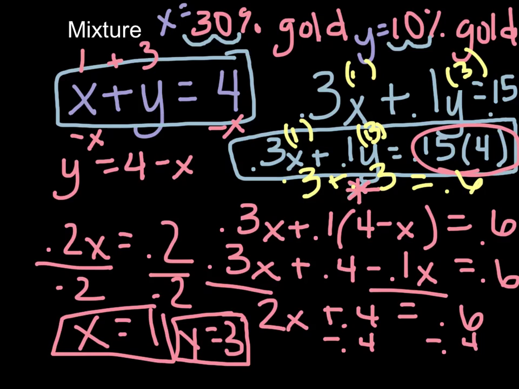So remember that the question was how much of each alloy should the jeweler combine to create 4 kilograms of an alloy containing 15% gold. Well, remember, x was 1 and y was 3, and you were working in kilograms. So you would need 1 kilogram of the first alloy and 3 kilograms of the second alloy.